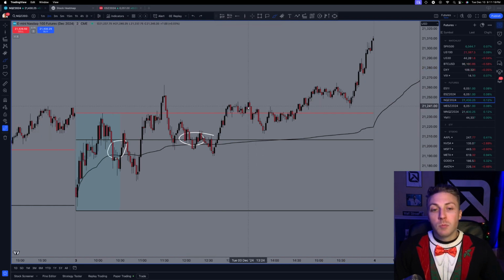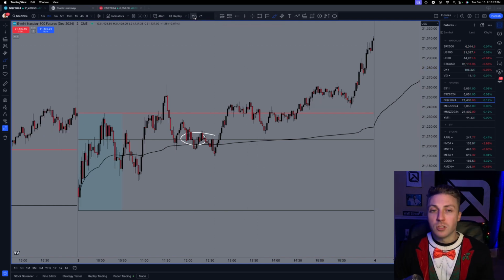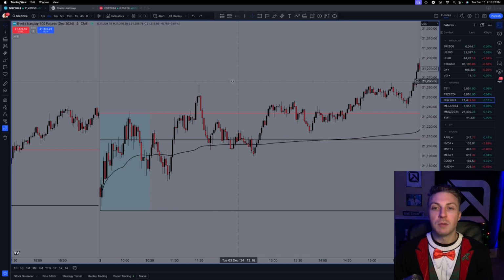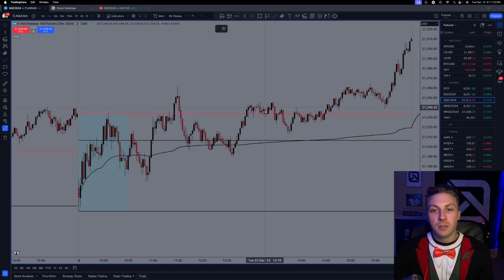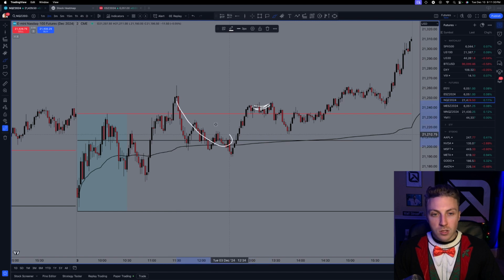I'm not going to say you can't. But to be picky and find more specific trades with variables and stricter rules around it, I'm not too concerned with small little U's like that. It's not really a pullback. That's a pullback.